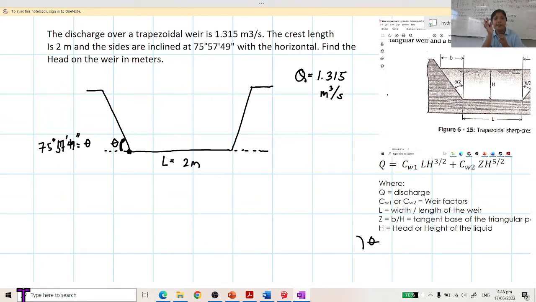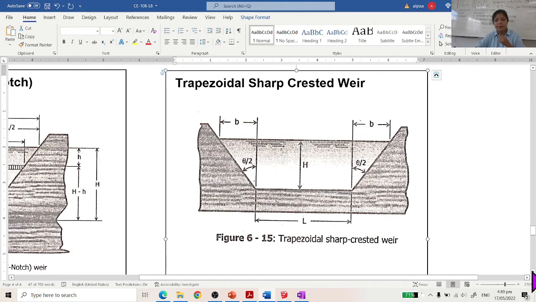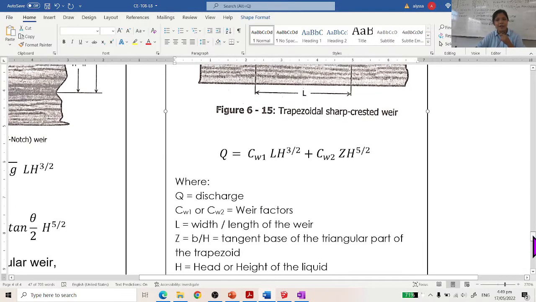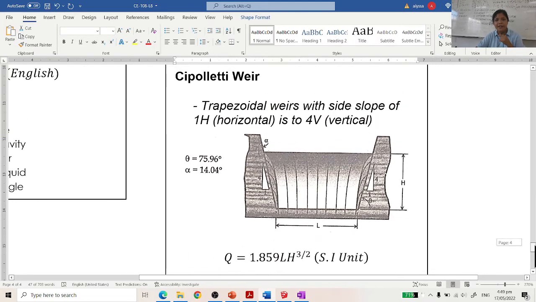Pero ang clue natin is that given yung theta na 75 degrees 57 minutes 49 seconds. So tingnan nga natin kung ilan yung equivalent. So ang equivalent niyan sa decimal is 75.96 degrees. Okay, so sulat ko. Theta is also equal to 75.96 degrees. Anong ibig sabihin niya? So, tingnan na natin yung isa pang type ng weir na nabanggit doon sa module.